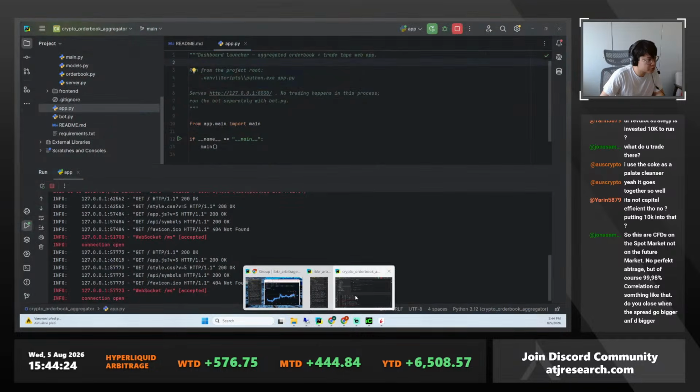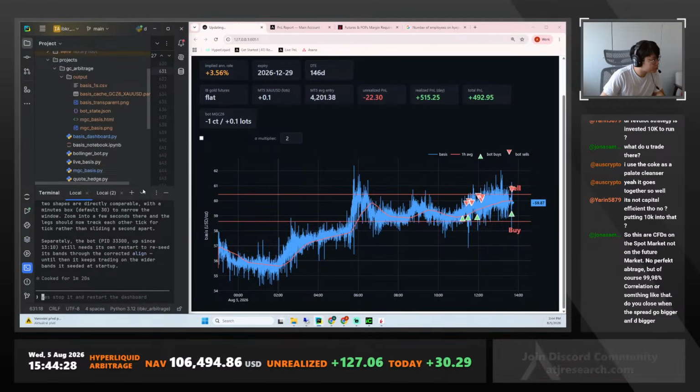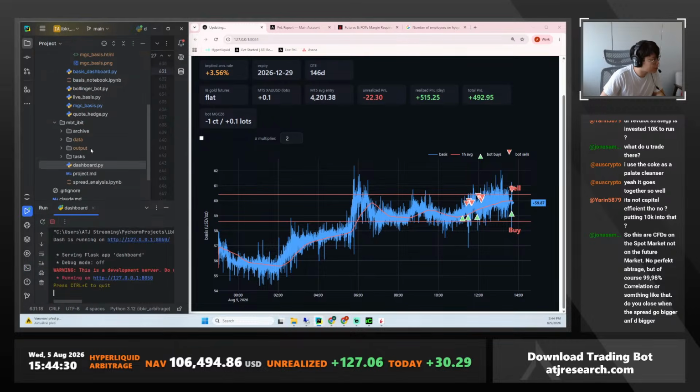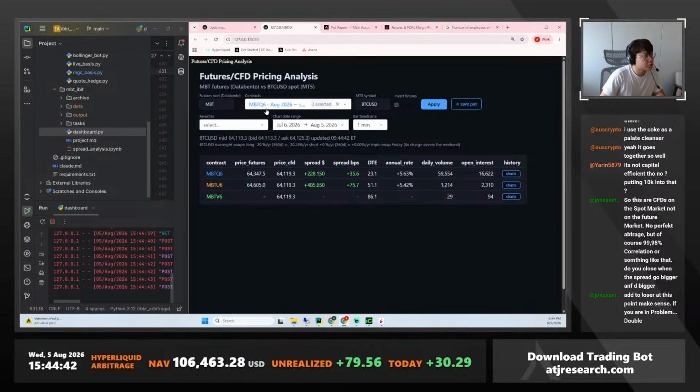I can show you this convergence to zero in this other app. I always switch between apps, but here I have this dashboard app that I'm going to run. So if we look, we can look at MBT futures, for example, right? MBT futures are also fine.